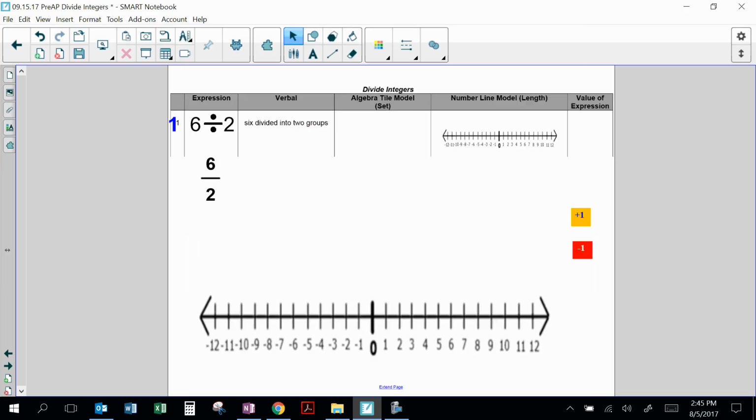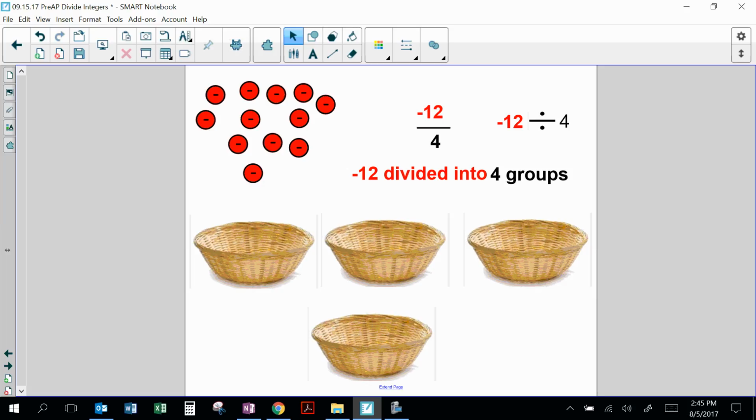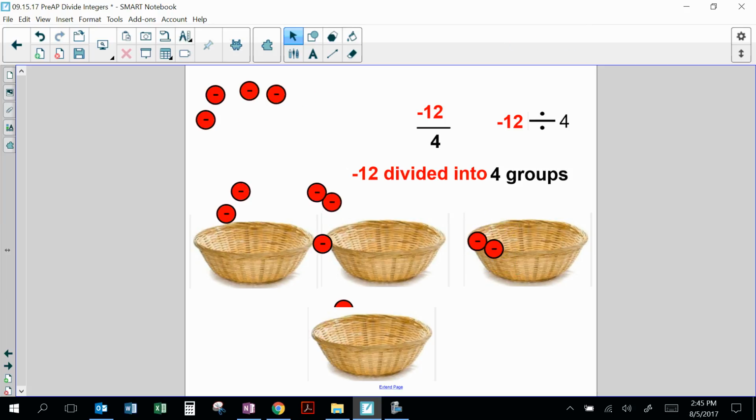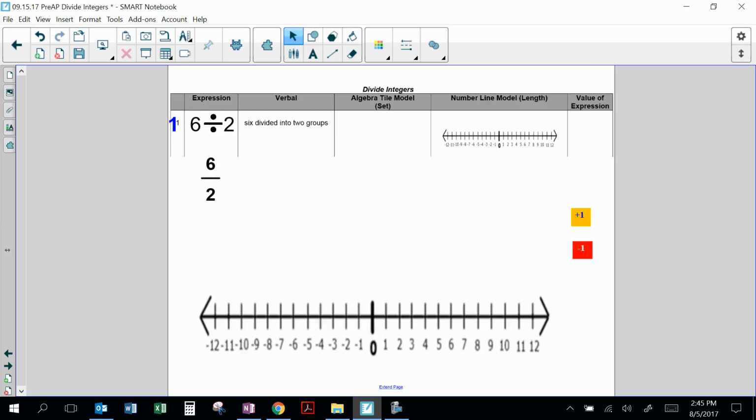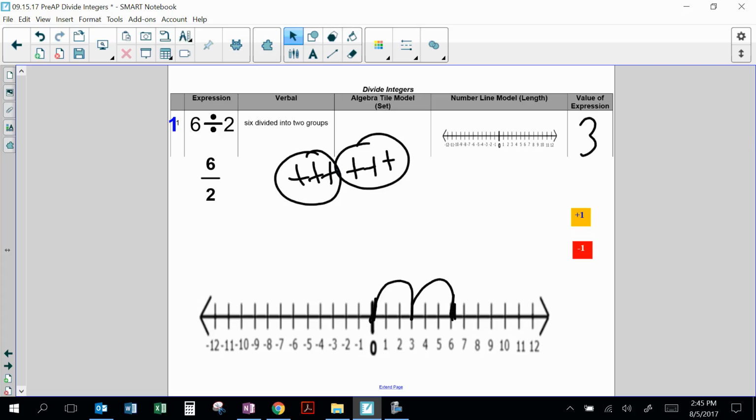What if you have 12 negatives and you want to divide them into 4 equal groups? It would be negative 3. So can we use number lines and verbal and algebra tiles to help solve each one? You have 6. You're going to divide it into 2 equal groups, which is 3. Can you divide this into 2 equal groups? Cut it in half there. So each one has 3.